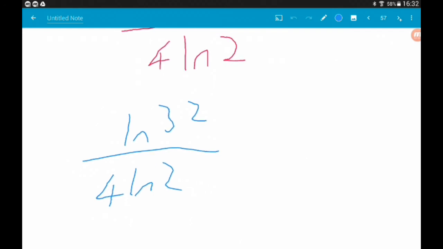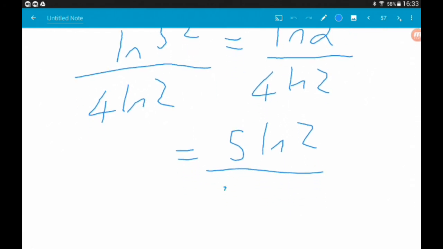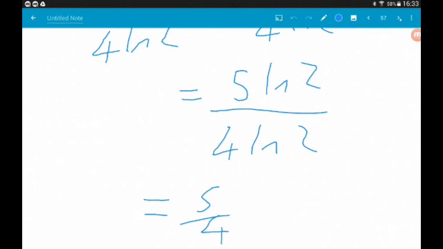Log 32 is log of 2 to the power 5. 2 to the power 5 is 32. So, we've got log of 2 to the power 5 over 4 log 2. Now the top we can write as 5 log 2. So we got 5 log 2 over 4 log 2. So we have a common factor of log 2. So that goes away and leaves us with just 5/4. Lovely. Okay guys, hope this has helped. So next up, we are looking at solving logarithmic equations. Good times.